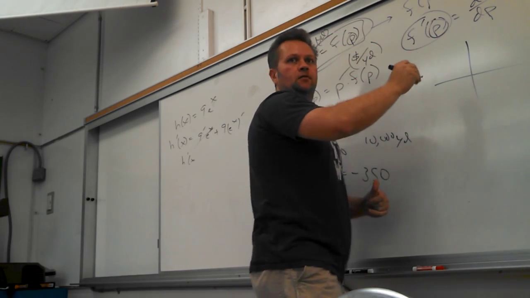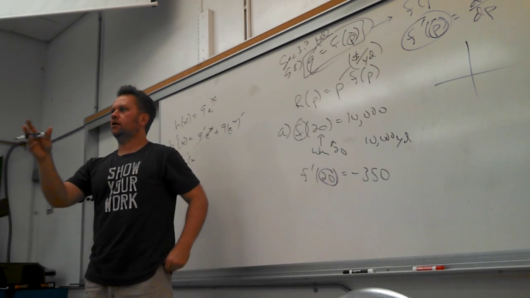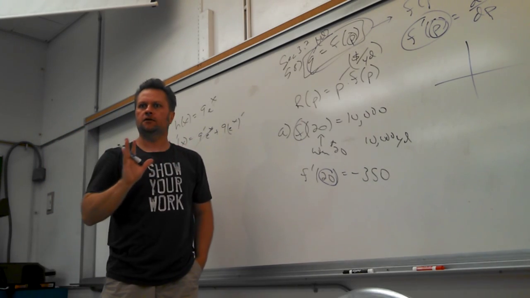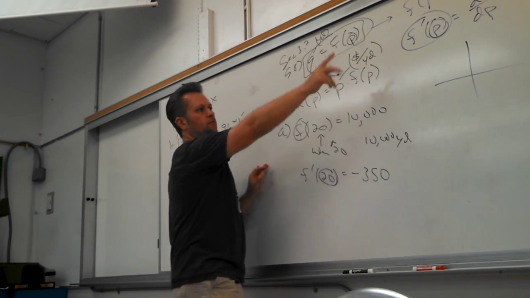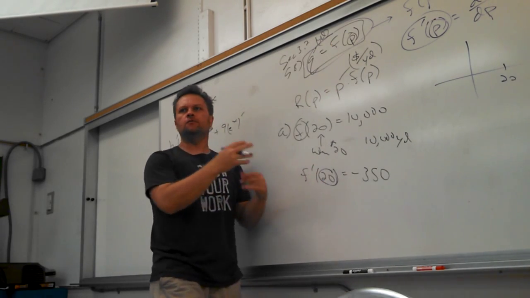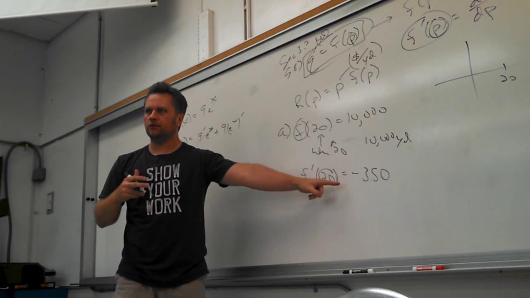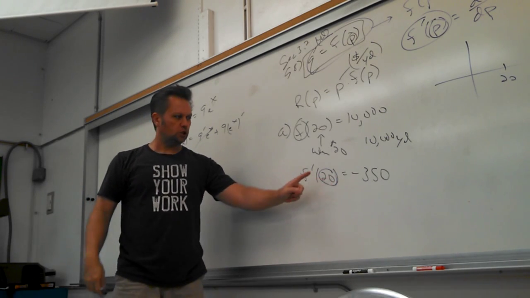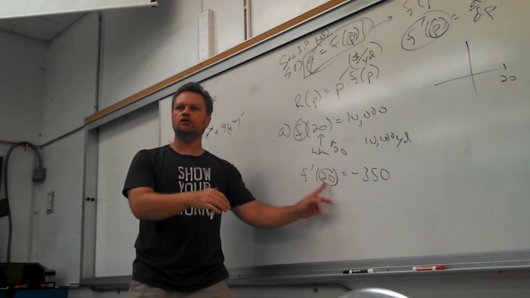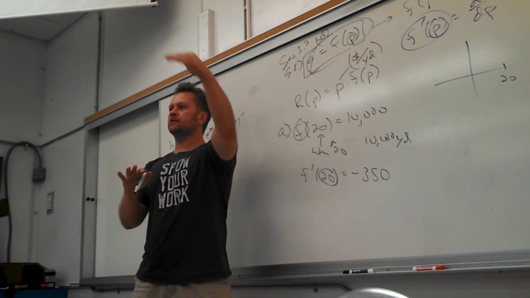At any point. So when the price is set at $20 per yard, if I changed my price by 1, how much fewer yards would I sell? 350. That's what that represents. So the change in number of yards per price at 20 is negative. That means I'm going to lose. I'm not going to sell as many yards.